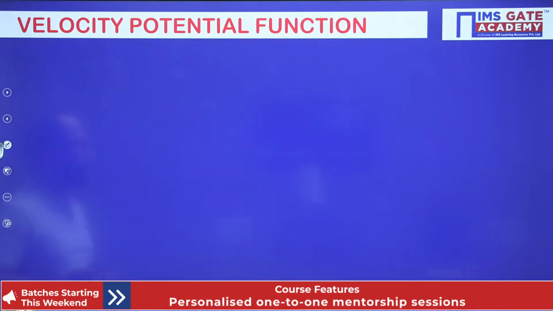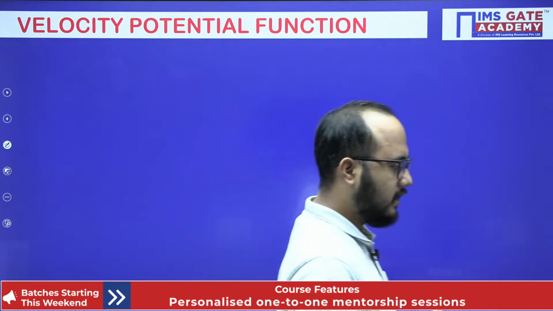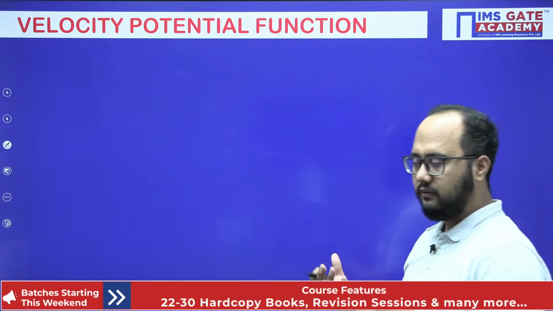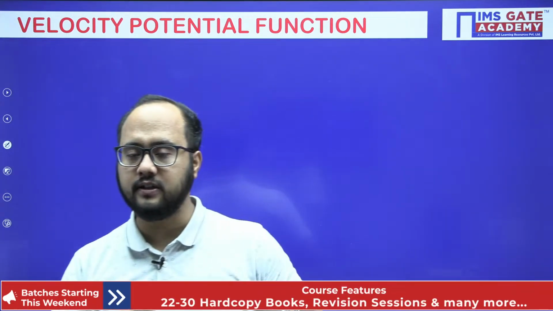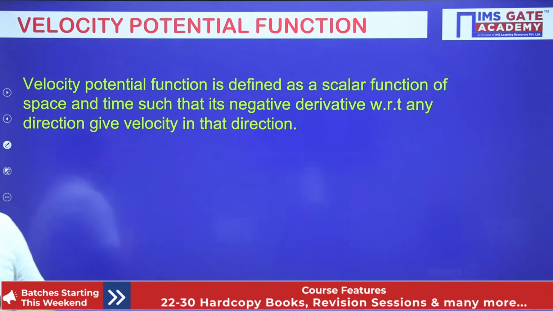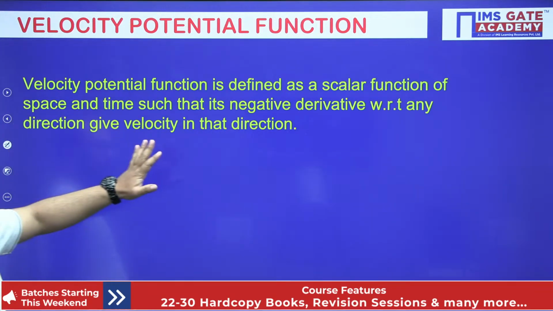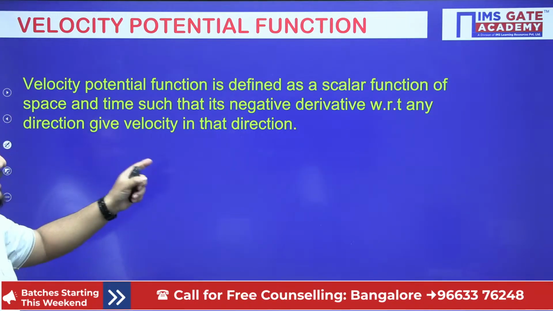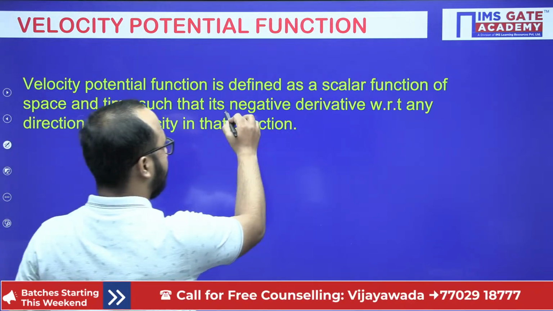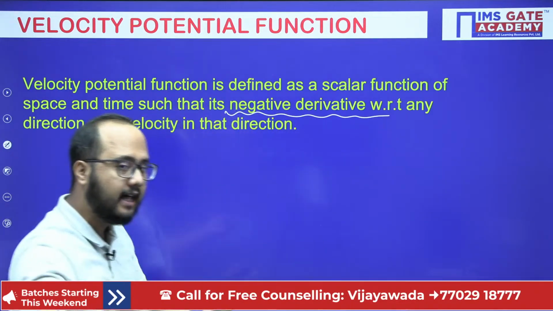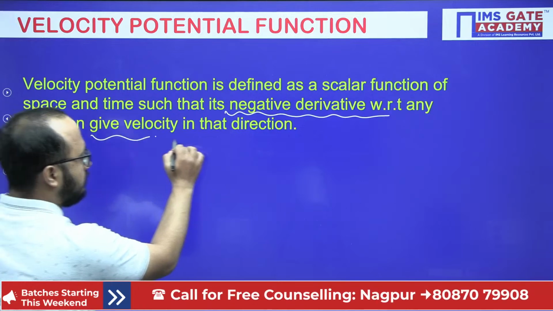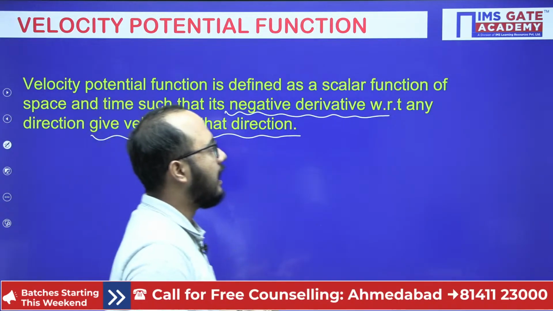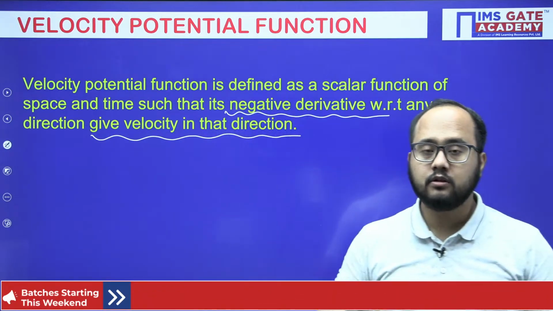Okay everyone, now see, very important. First of all, we'll define what the velocity potential function is, and we'll see how we can utilize these functions. So see, what is the definition here? Very important. It is a function defined as a scalar function of space and time such that its negative derivative, remember this one, the negative derivative with respect to any direction gives you the velocity in that particular direction. That is very important. Negative derivative with respect to any direction. So negative derivative of what?